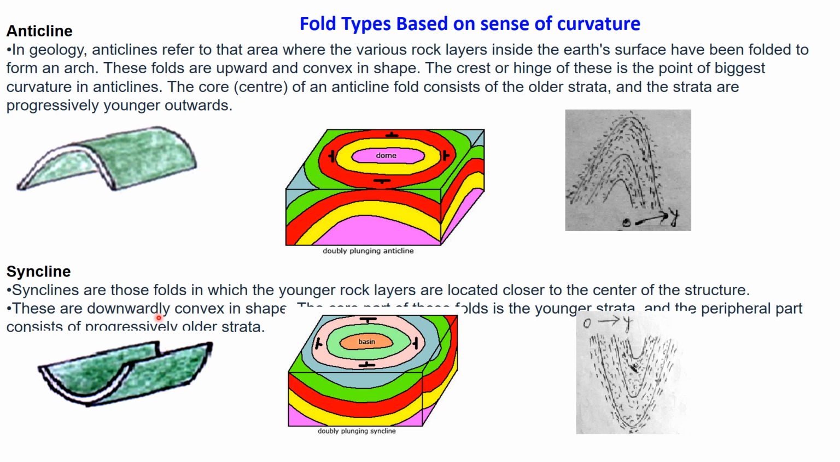When we are talking about a syncline, these are folds where the younger rock layers are located closer to the center of the structure. So these are downwardly convex in shape. The core part of the fold is the younger strata, and the peripheral parts consist of progressively older strata. So, older to younger strata, and the core is younger compared to the anticlinal structure. Okay.